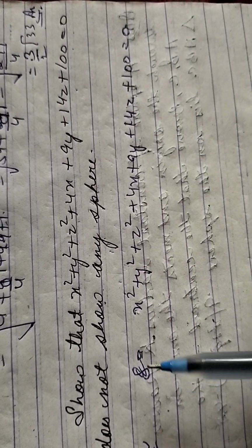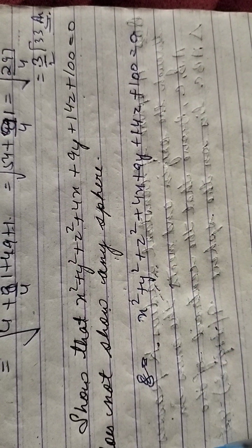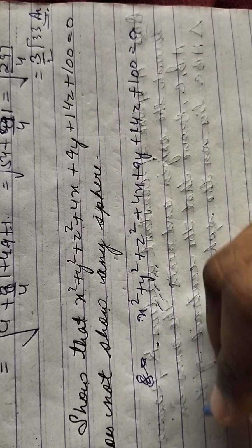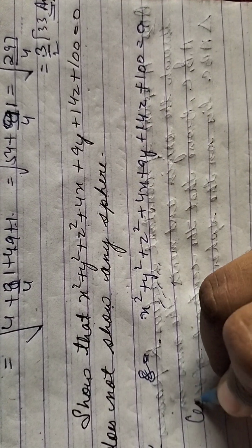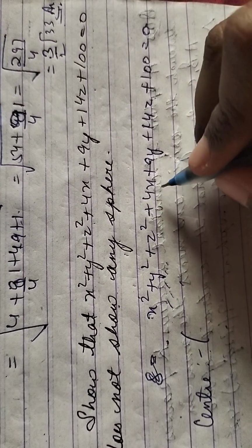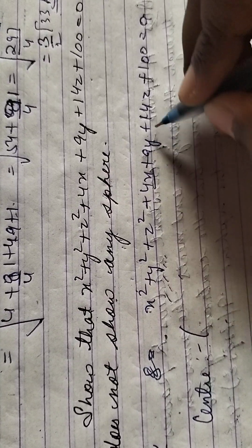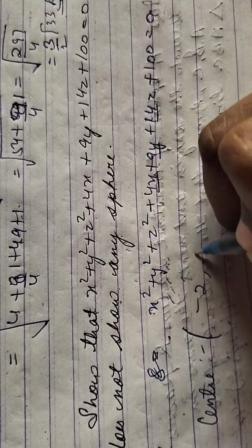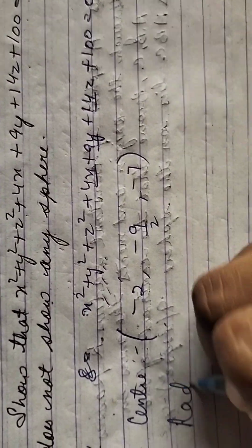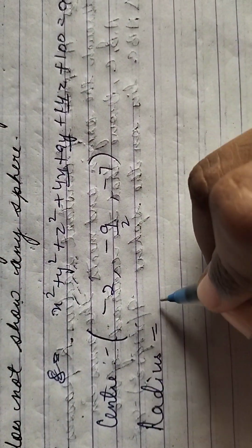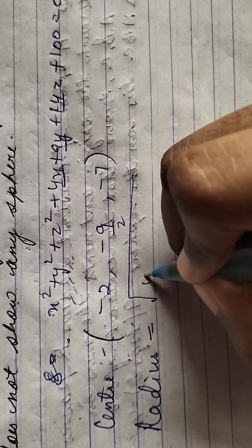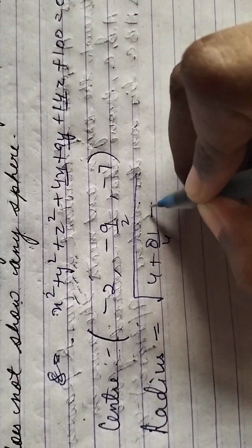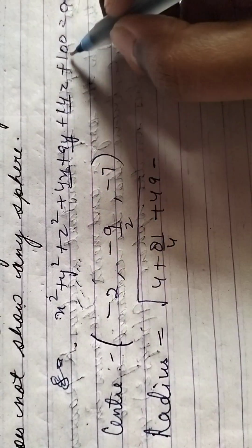Now I told you that its radius should be greater than 0, only then it can be a sphere, right? So we'll find the radius. First step we need to do is find the center. Same process, seeing these terms, dividing their coefficients by -2, we'll get -2, -9/2 and -7. Radius, plus 81/4 plus 49 minus 100.